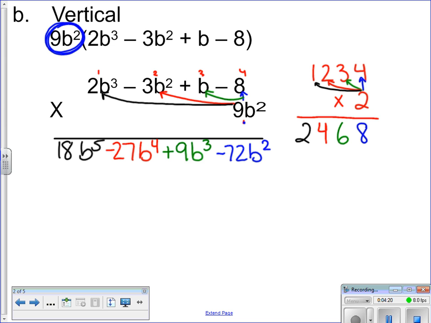Now, if you don't like this method where you multiply vertically, then just go back and do the same thing we did in example A. I just wanted to show you that it doesn't matter if you multiply with the distributive property sideways or vertically like you did in elementary school. You still get the same answer. Doesn't matter how you do it. All right, let's move on to slide 3.